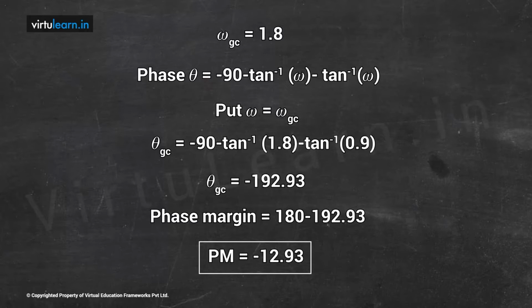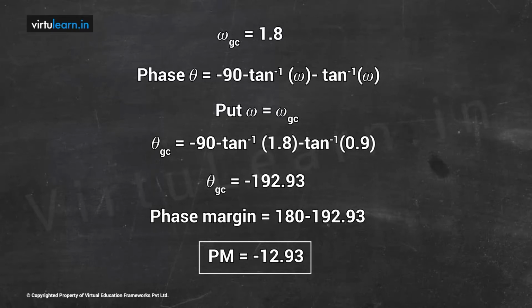Once you have omega GC, I can substitute the omega GC in the phase angle expression to get the phi GC, which is the second step in the phase margin. So phi is already known to you, minus 90 minus tan inverse omega minus tan inverse omega by 2. In place of omega, substitute omega GC, and then you will get the phi GC as minus 192.9.